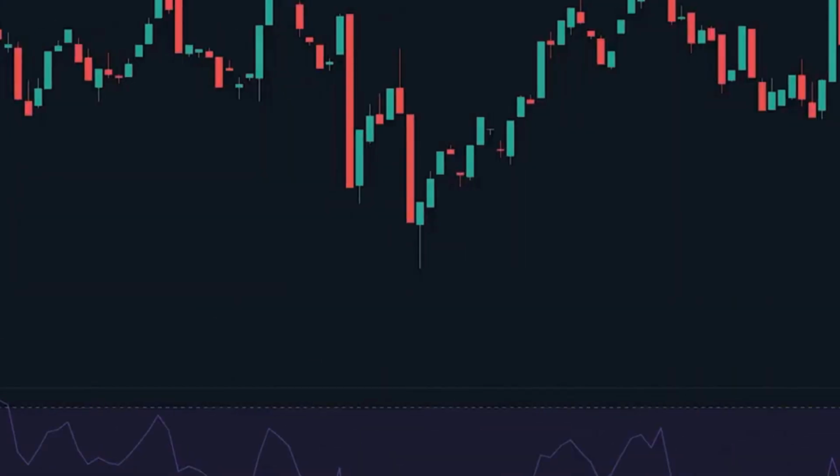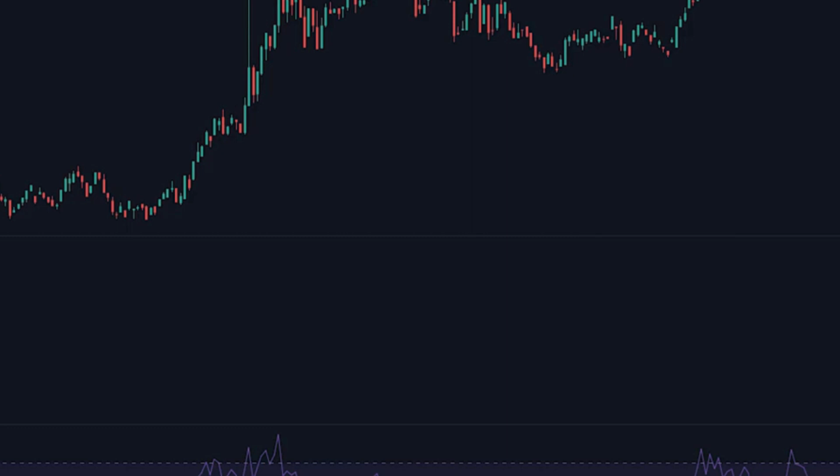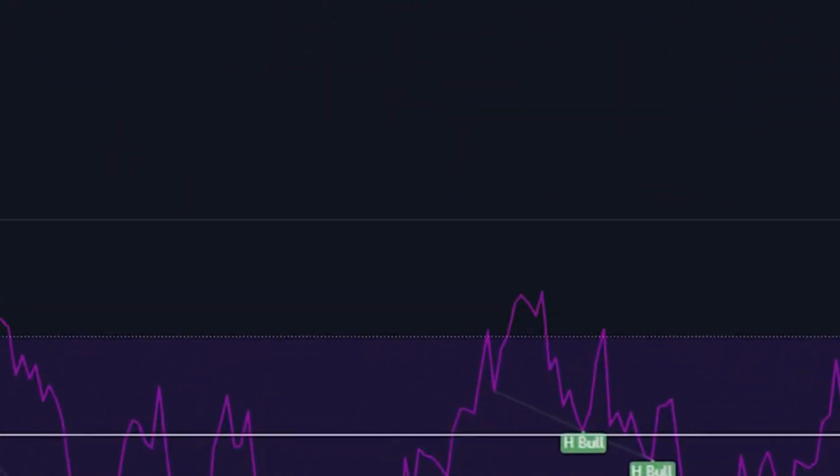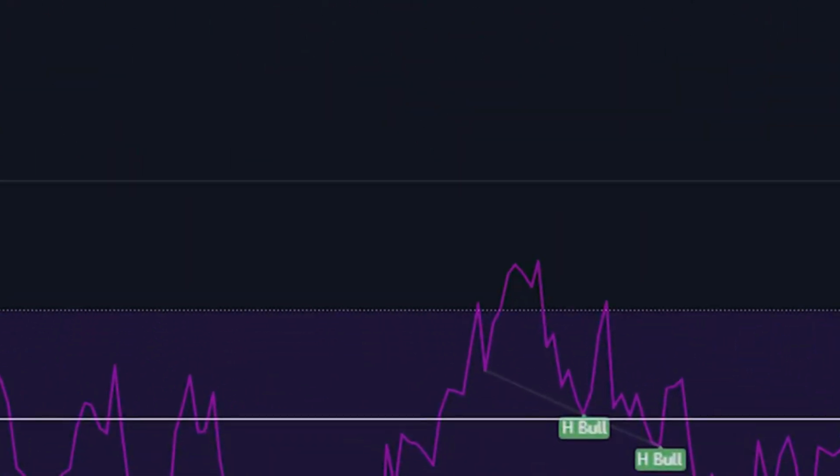The cool thing about this customized RSI indicator is that it also shows divergence. If you don't know what divergence is, to put it simply without going too in depth, it's basically when the price is moving in the opposite direction as the indicator. So if you're seeing higher highs on the chart and lower highs on the RSI, that's divergence. The cool thing about this RSI indicator is it'll automatically show us if bullish divergence is occurring.